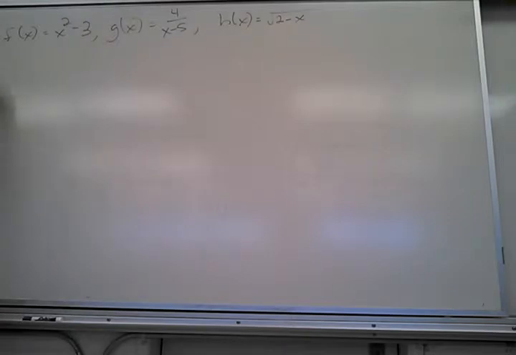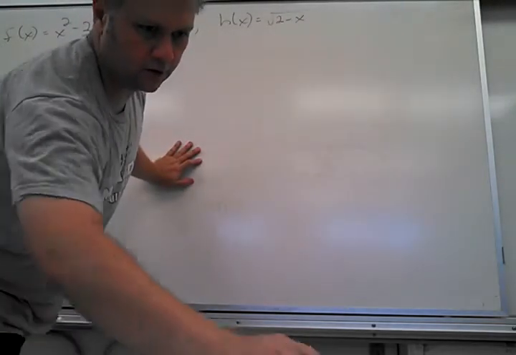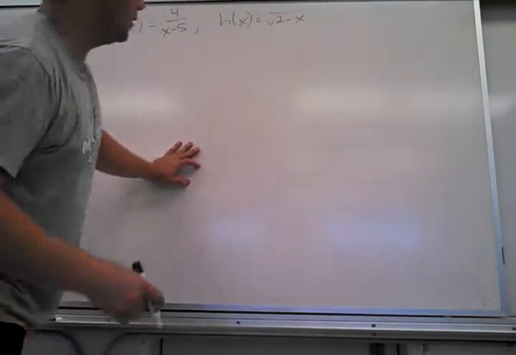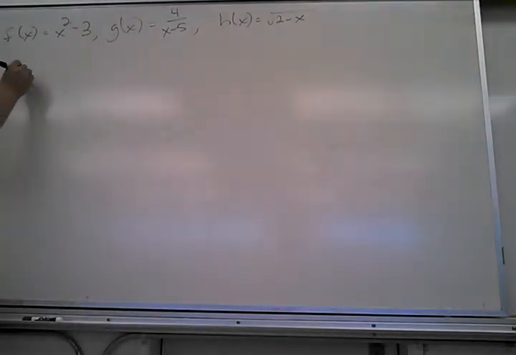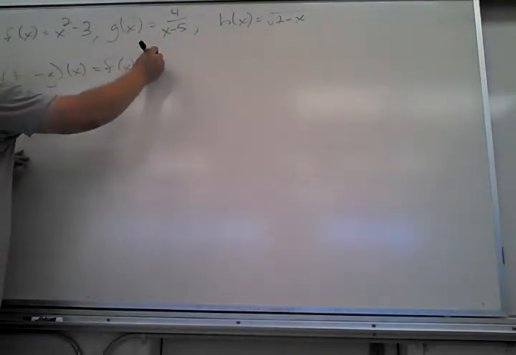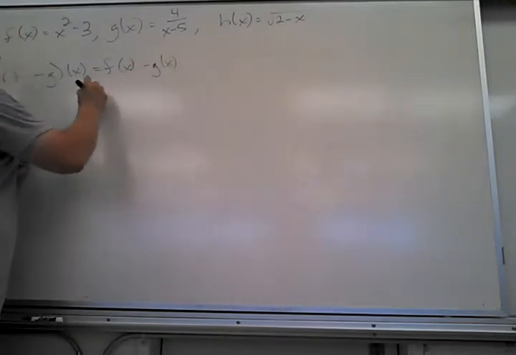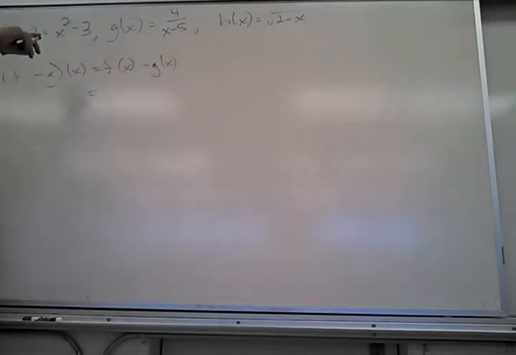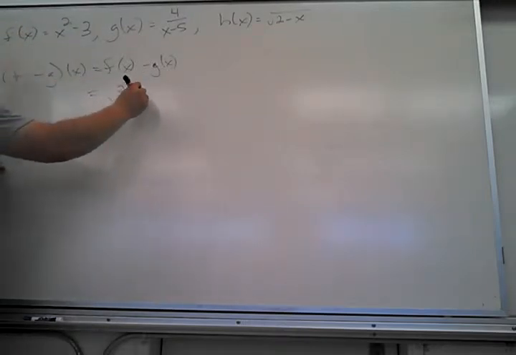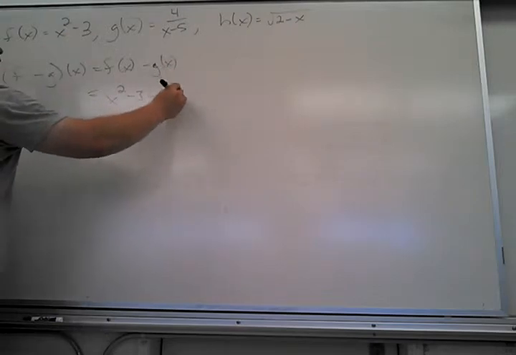What do you think? Let me see if they use this notation. Yeah, they did. Okay. What do you think that might be? Minus 3 minus 4. Yeah. So this is just another way to write f of x minus g of x. So it would just do exactly that. It would be x squared minus 3, minus 4 over x minus 5.